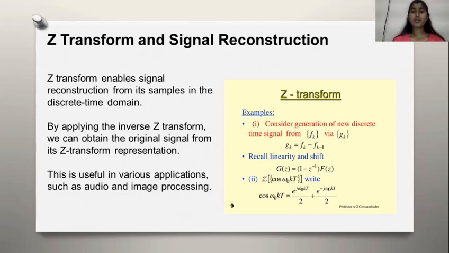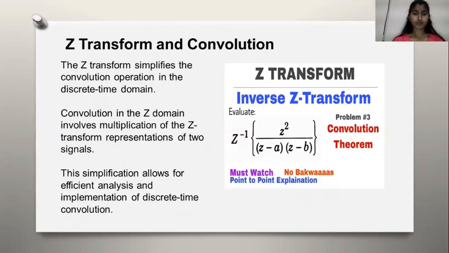Examples for the Z transform: let us consider generation of a new discrete time signal from F(k) to G(k), where G(k) equals F(k) minus F(k minus 1). Recall the linearity and the shift, then the equation can be written as G(z) equals 1 minus z to the power minus 1 into F(z). And Z of cos omega naught kT can be written as cos omega naught kT equals e to the power j omega naught kT by 2 plus e to the power minus j omega naught kT by 2.